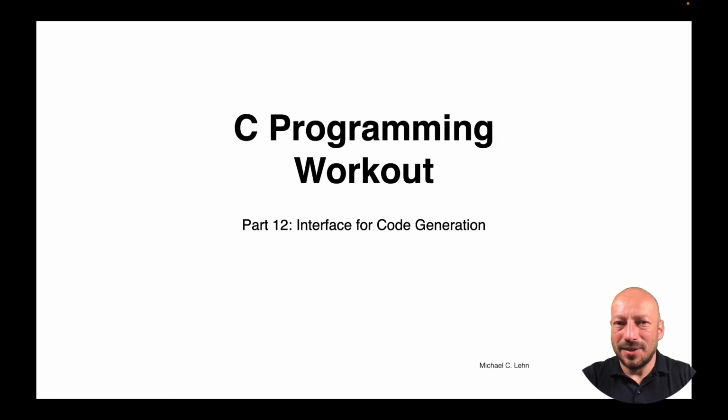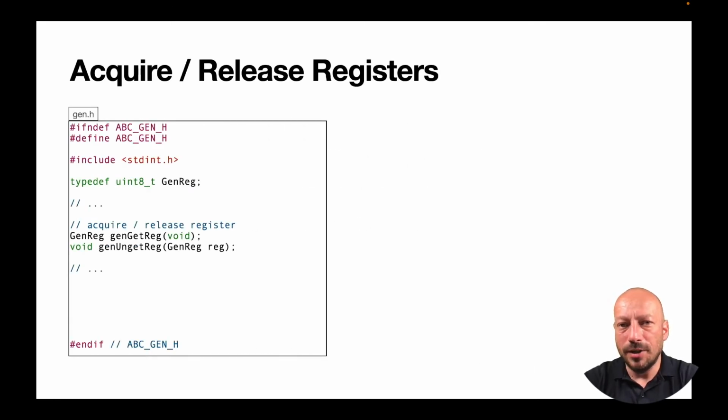So you will find on the website a complete documentation of the interface and some instructions how to implement this interface. In this video, I just want to show you some of these design considerations for this interface and how to implement some of these functions. In the interface, there will be one typedef for identifying registers. In the case of the Ulm, this is simply an unsigned integer with 8 bits, and two functions for managing registers. You can acquire a free unused register with getRegister, and you can release it with ungetRegister.